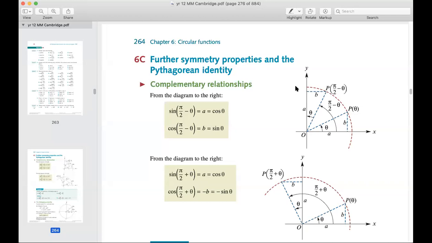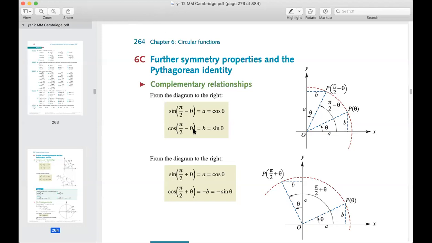Okay, last time we talked about ASTC, and hopefully you guys give yourself enough practice because it's really important. After 6C, I'm going to give you some exercises, or let's talk about final year exam questions regarding this and help you solve them. So for 6C, it's symmetry properties and the Pythagorean identity. Basically, it means complementary angle formula. Okay, but they just gave us a name for complementary relationship.